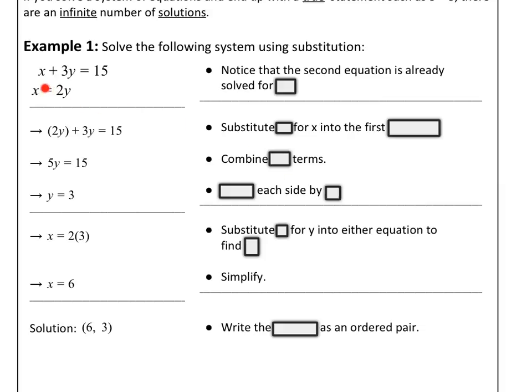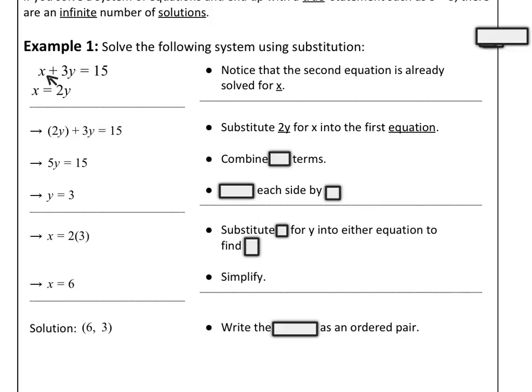Here we have the system x plus 3y equals 15 and x equals 2y. Notice that the second equation is already solved for x. We already have x isolated. That's a clue. We're going to use this. So we want to substitute 2y, since x equals 2y, into the first equation. We're going to take that 2y right there, and we're going to put that in for that x. Looking at that, we get, instead of x, 2y plus 3y equals 15.